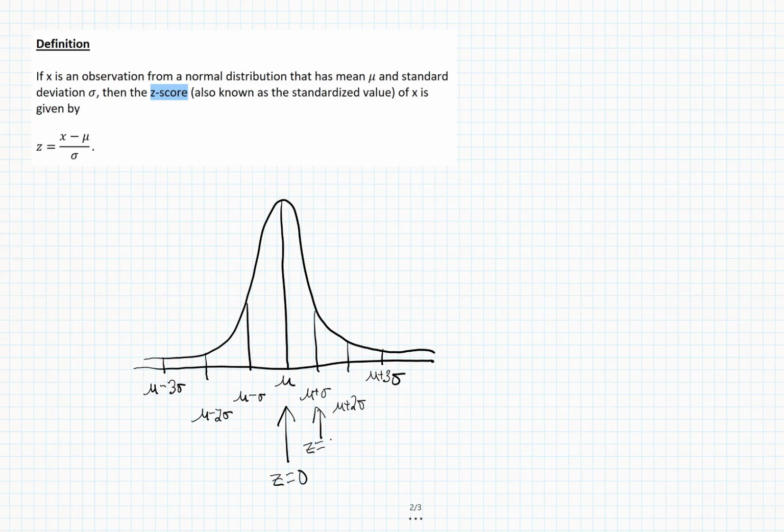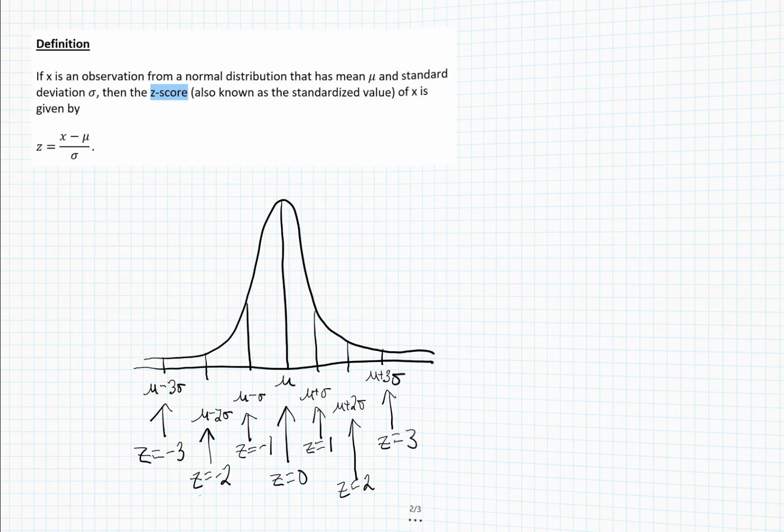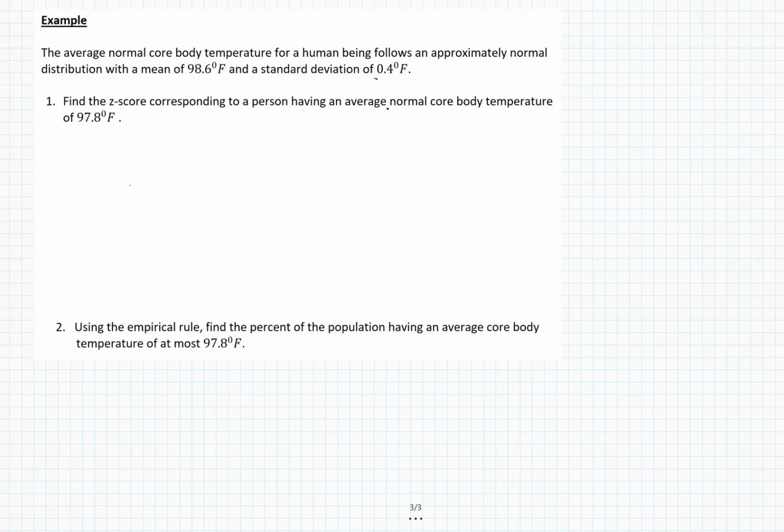The mu plus sigma, notice it's 1 standard deviation away, so that's going to be z equals 1. And the mu plus 2 sigma, notice 2 standard deviations away on the right-hand side, so the positive side, so that's going to be z equals 2. Mu plus 3 sigma, something similar, we're going to get z equals 3. And then if we go to the left-hand side, mu minus sigma, that's going to be z equals -1. Mu minus 2 sigma, we get z equals -2, and mu minus 3 sigma, we get z equals -3. So let's try and work an example out as to how all this comes together.